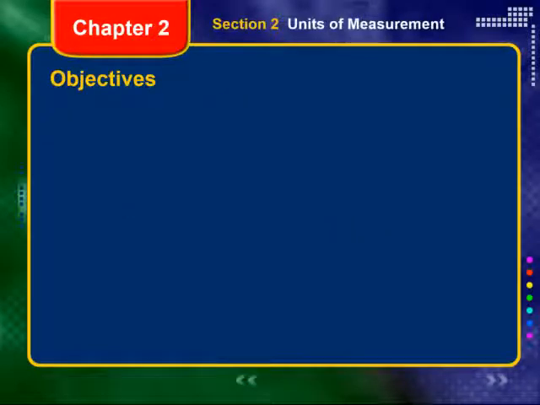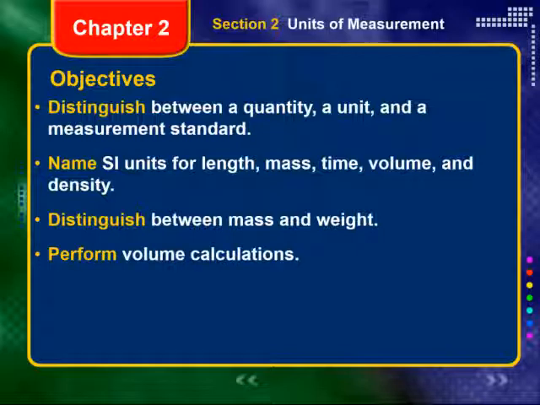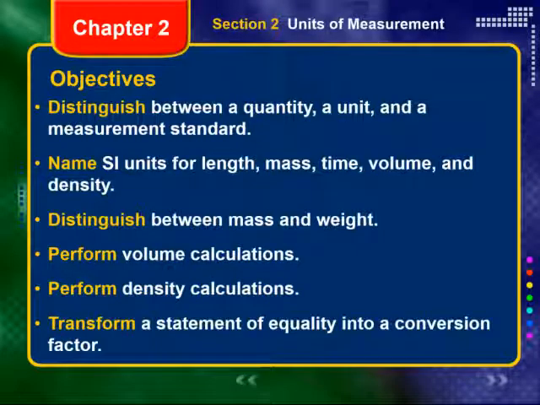All right, chemistry, so what we've done so far in this entire section, not just this video, we've distinguished between a quantity, a unit, and a measurement standard. We've named SI units for length, mass, time, volume, and density. We've distinguished between mass and weight. We've performed volume calculations as well as density calculations. And then we've transformed a statement of equality into a conversion factor.